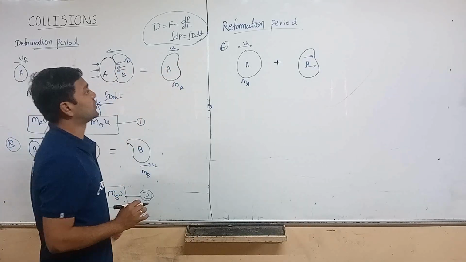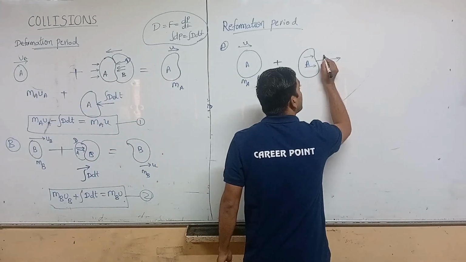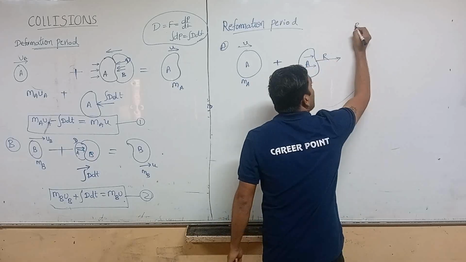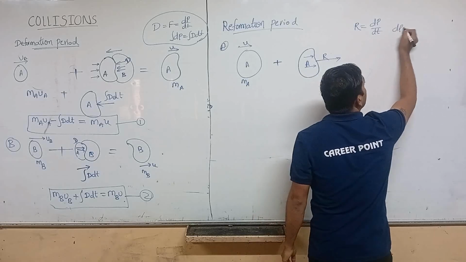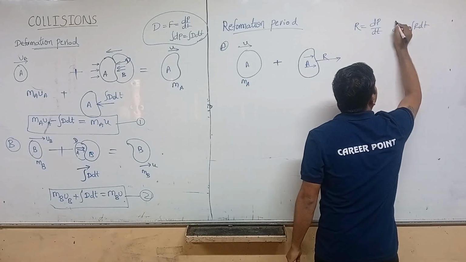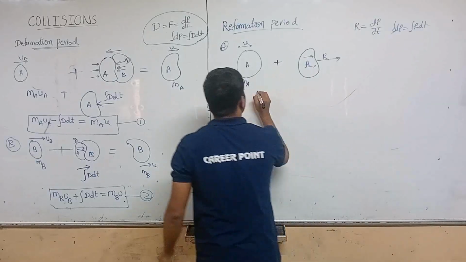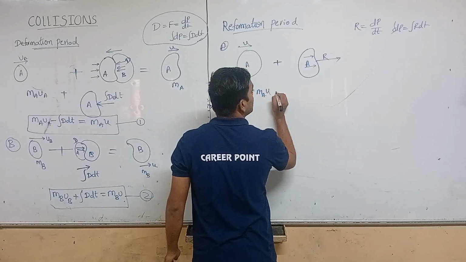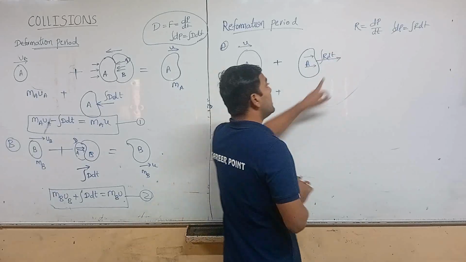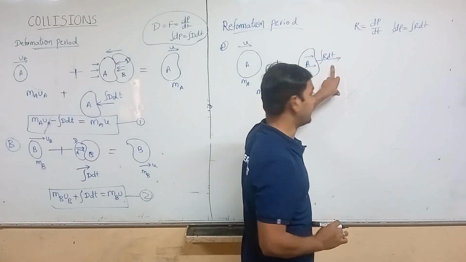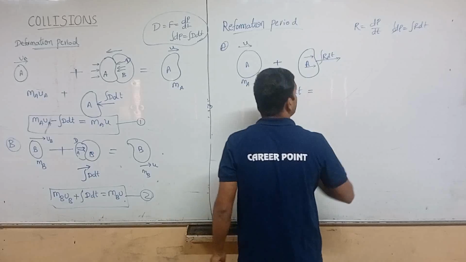So then what happens in reformation? The force is getting here. Here the restoring force I am taking as R. The restoring force R is dP by dt, so for dP it's R dt. For the momentum here we are taking MAU plus R dt. R dt is my change in momentum.